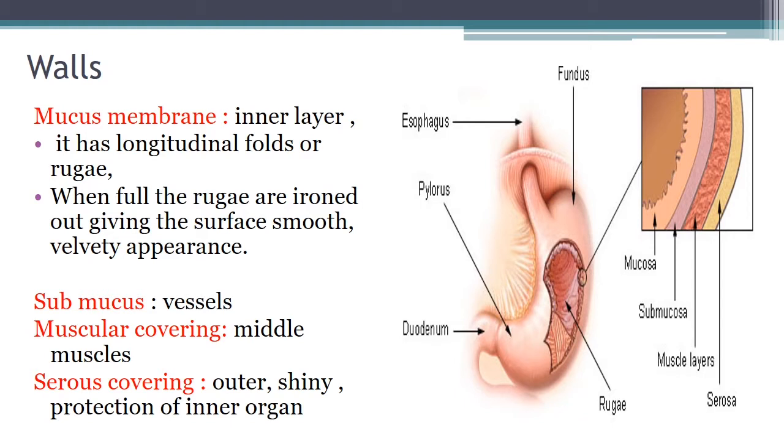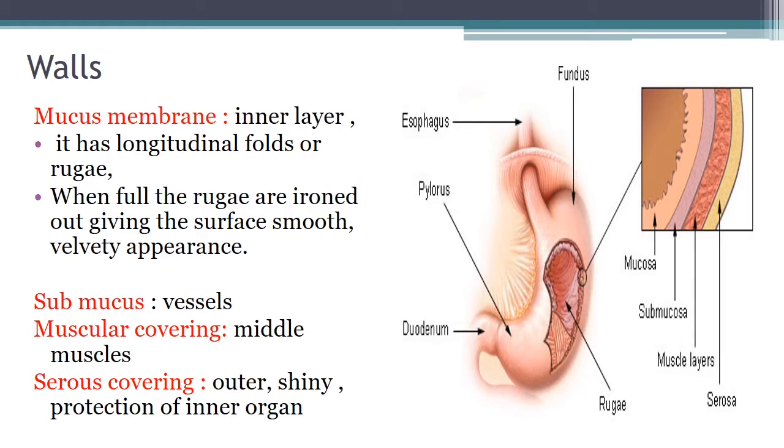Now we will see first the mucous layer. That is the inner layer. Okay, it has the longitudinal folds or rugae. In the inner side of the stomach there is the mucous membrane. In the mucous membrane there are the longitudinal folds, or we can say the rugae. When full, the rugae are ironed out, giving the surface a smooth, shiny and velvety appearance.